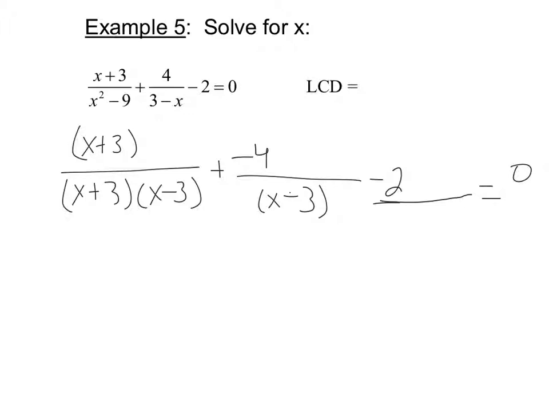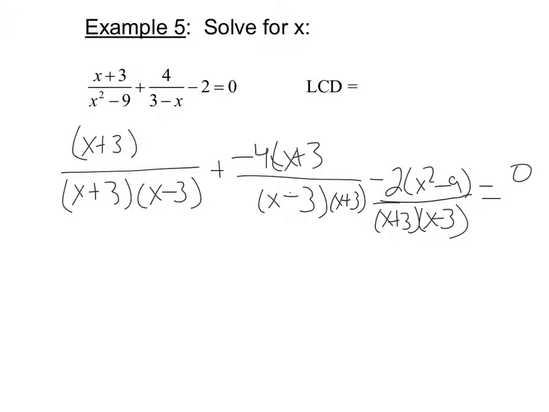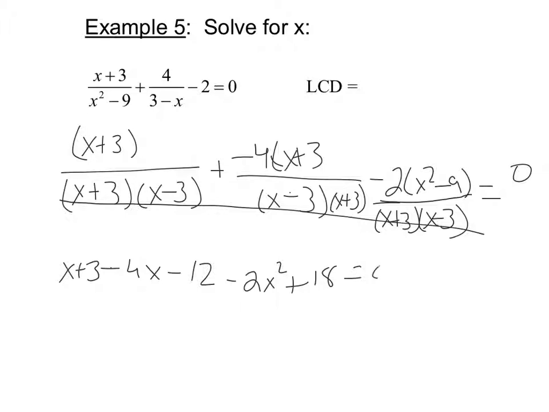So the first one's not missing anything. The second one is missing x plus 3, x plus 3. The third one is missing both x plus 3, x minus 3. But watch what I do here. Didn't x plus 3, x minus 3 multiply into x squared minus 9? Because that's what we factored it into. So I'm going to do that up here. So now the denominator, and the 0 doesn't matter because it's just 0. So now I have x plus 3 minus 4x minus 12 minus 2x squared plus 18 equals 0.